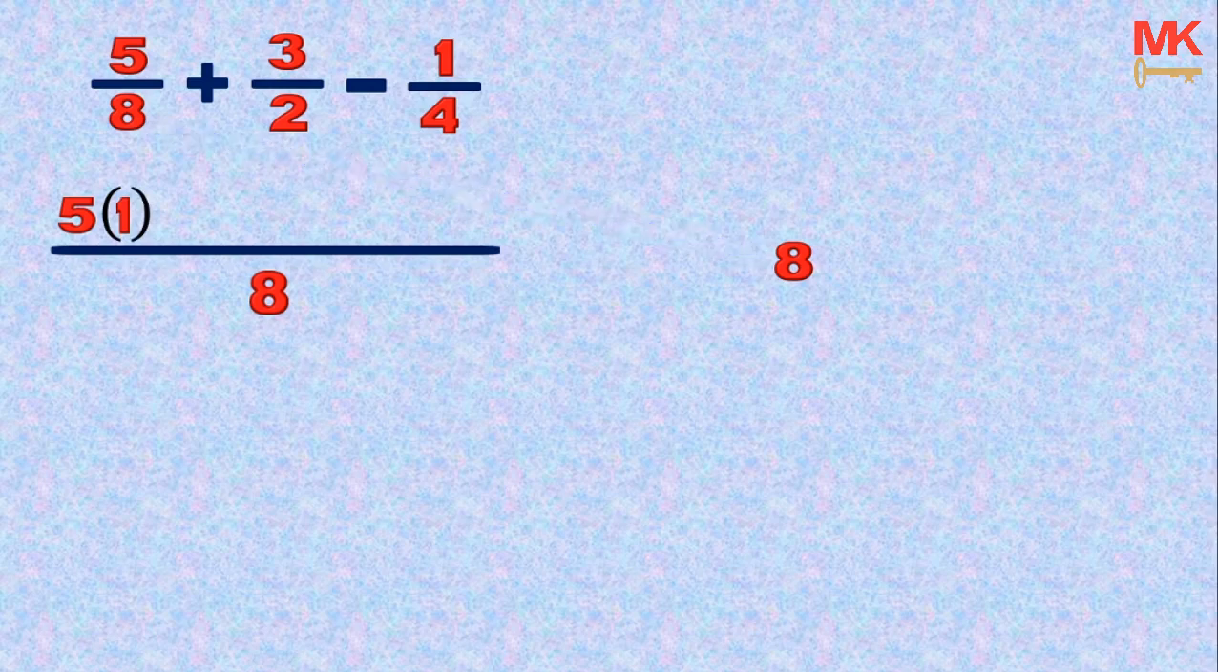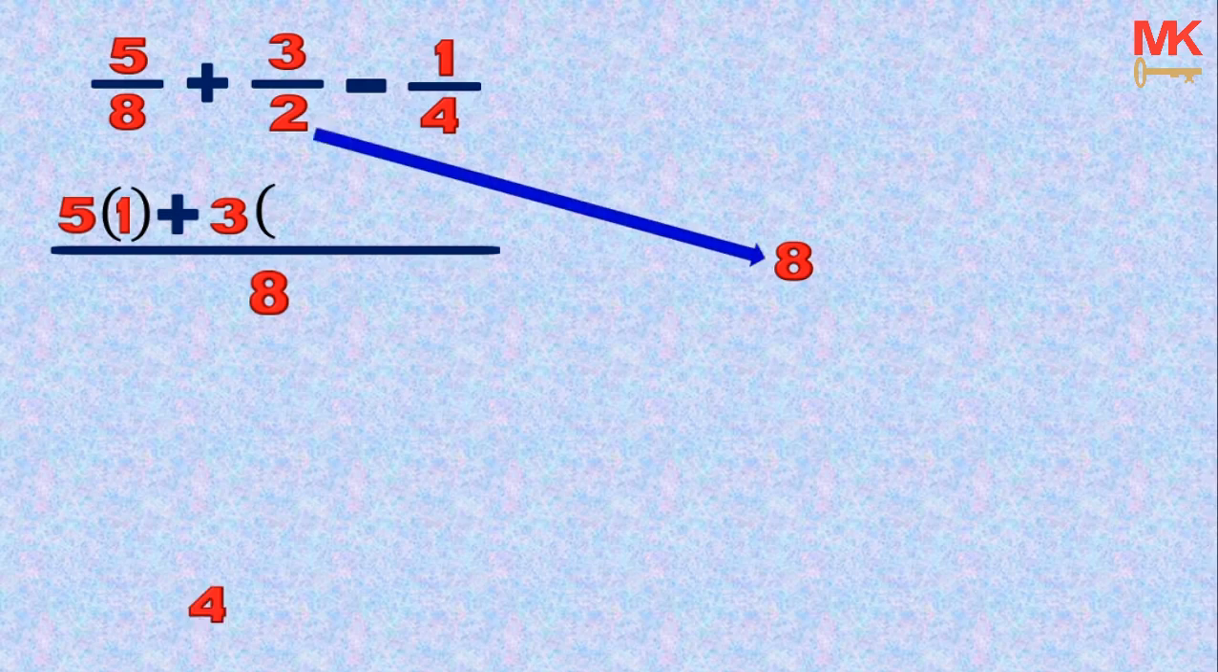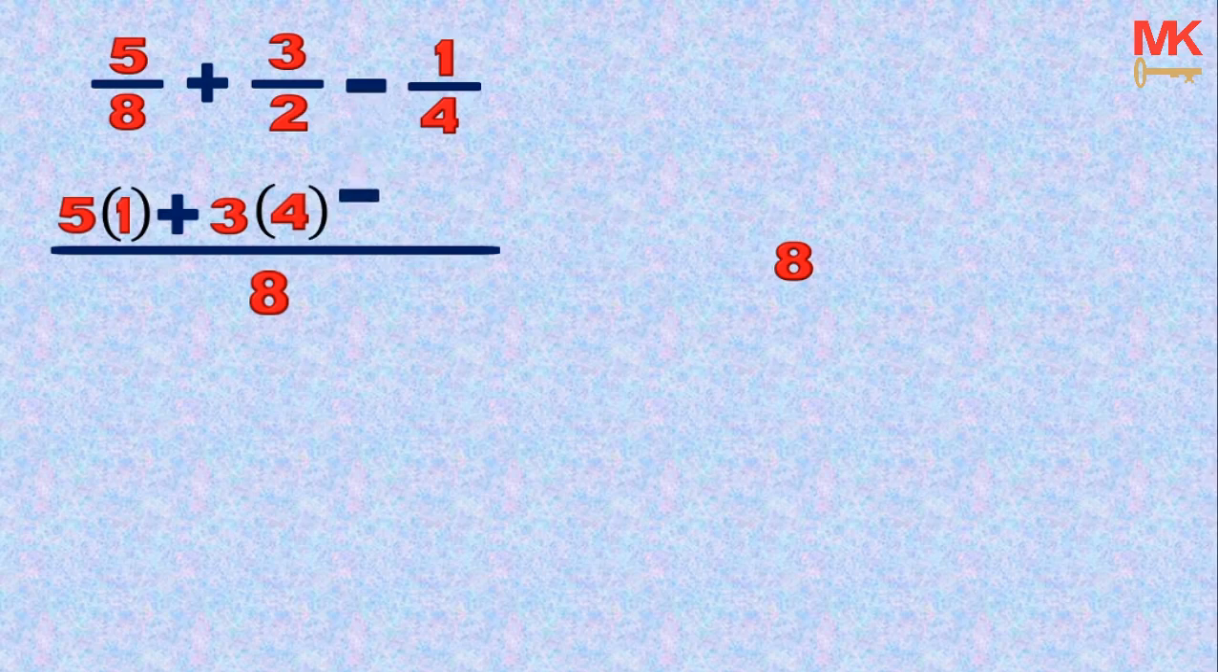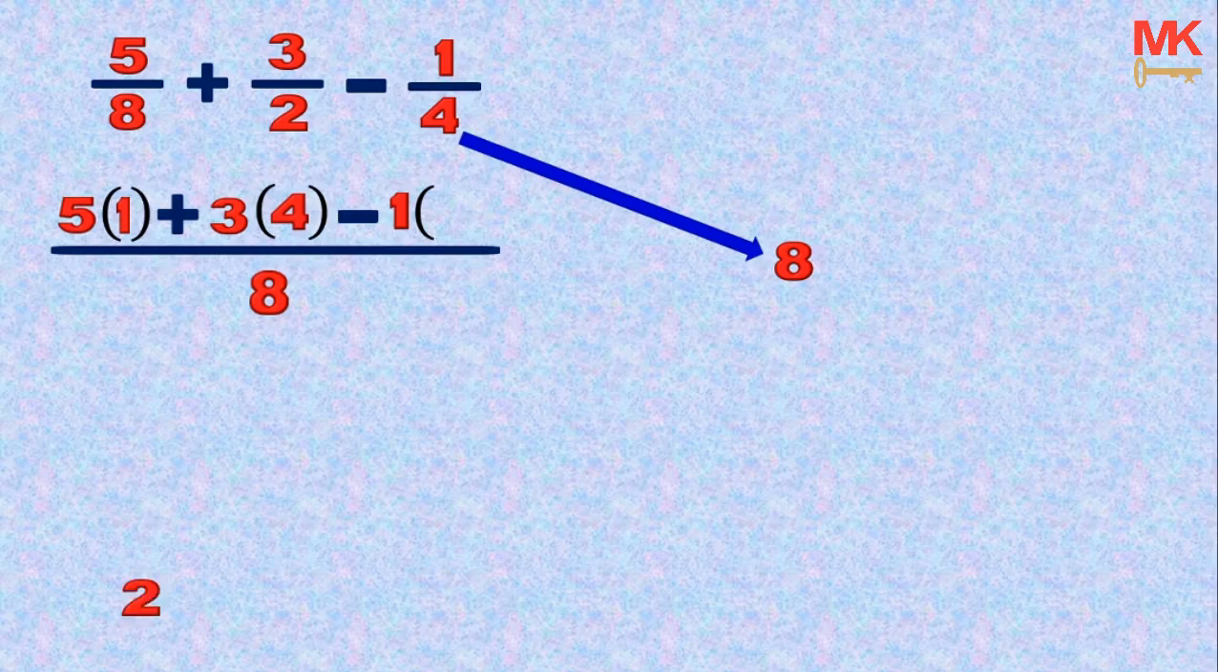Again, we'll bring down the positive operation and the next numerator, 3, and then open another bracket. The next denominator, which is 2, goes into the LCM, and that gives us 4, and this 4 is used to multiply the numerator, which is 3, and then we'll close our bracket. And lastly, we bring down the negative operation and the last numerator, which is 1, and open a bracket. The last denominator, 4, goes into the LCM, and that gives us 2, and of course the 2 is used to multiply the 1, and then we'll close our bracket.